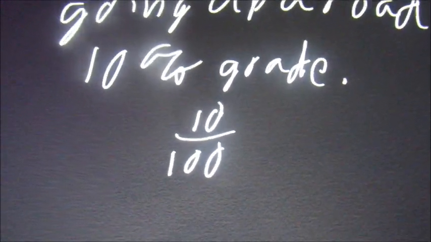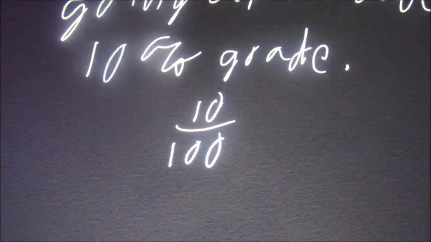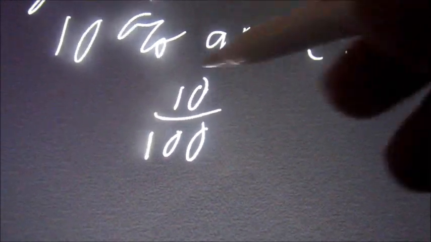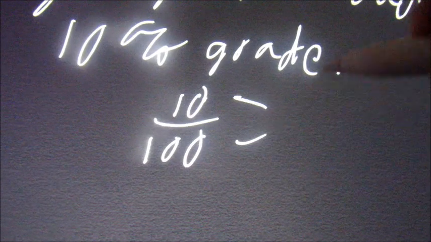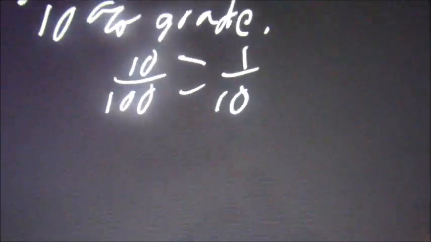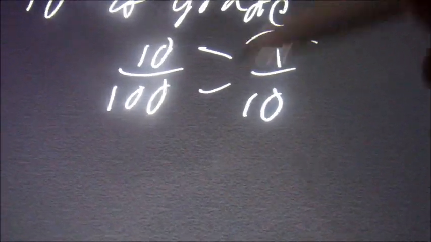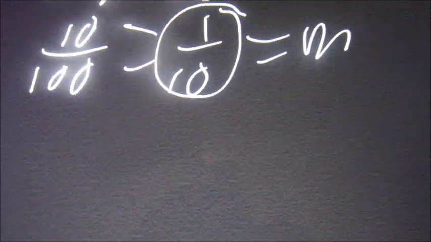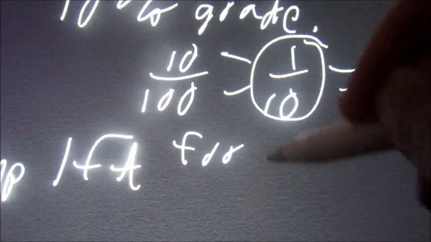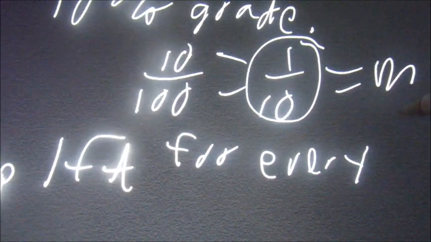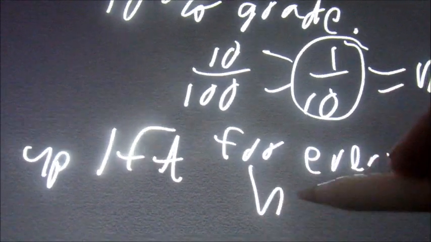The top number, remember, is your y. So that's how far you're going up and down. Your bottom number is your horizontal. That's your x. Now, however, on this one, you do have to simplify. So we can divide both of these by 10, and it becomes 1 over 10. So 1 over 10, that's going to be your slope. You're also going to be asked, though, to write, you're going to say going up 1 foot for every 10 feet horizontally.